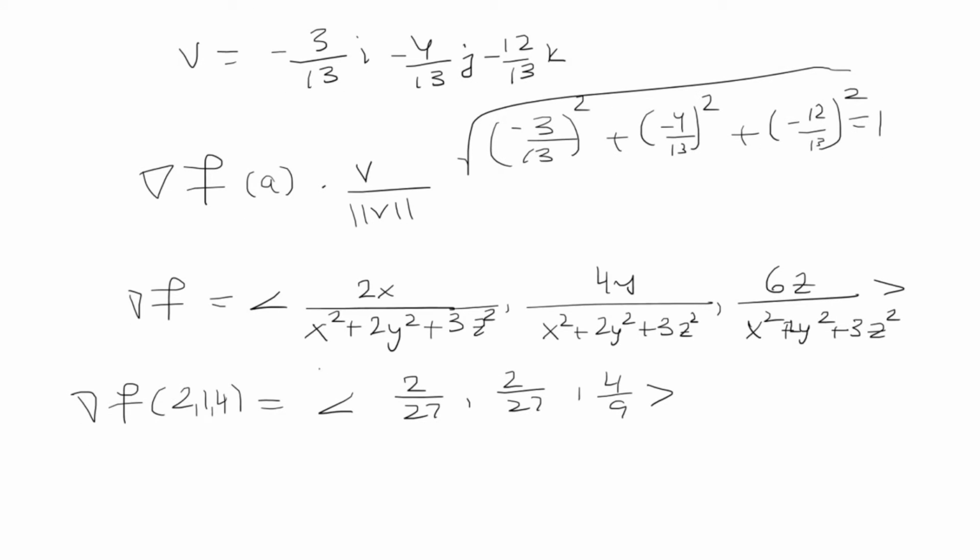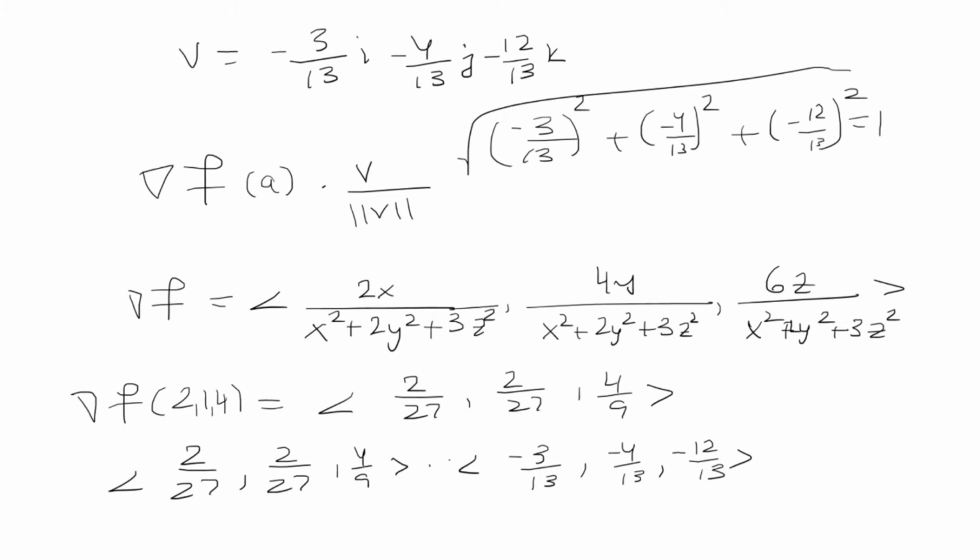So all that I have to do is take this vector and do a dot product with the unit vector of v. So that would be negative 3 over 13, negative 4 over 13, negative 12 over 13. So you'll be multiplying each component and then adding it at the end. So we get negative 158 over 351 as our final answer.